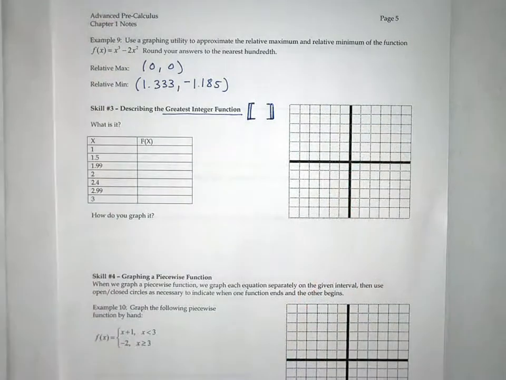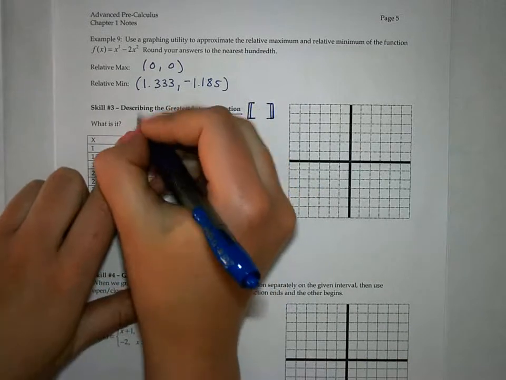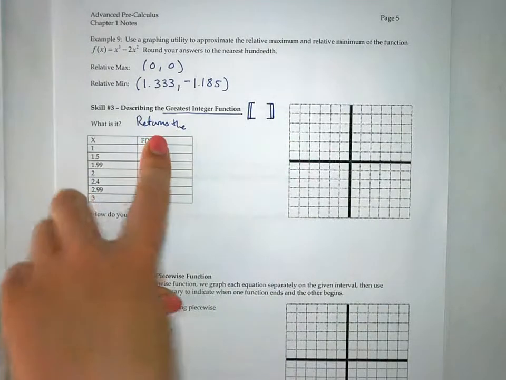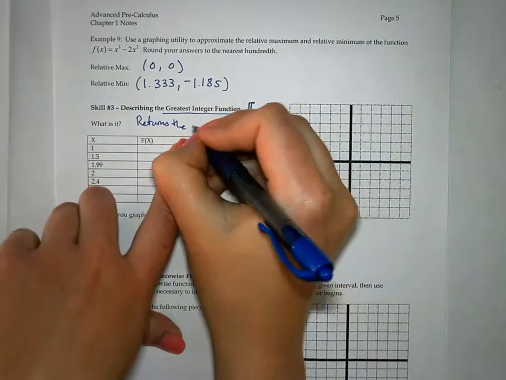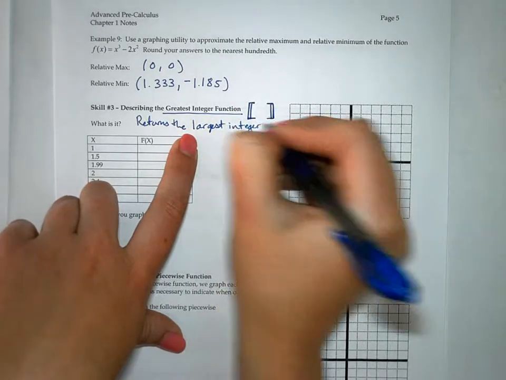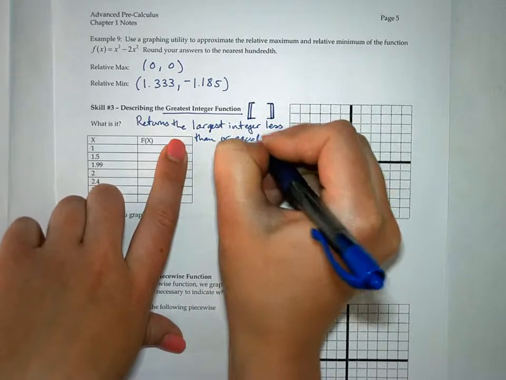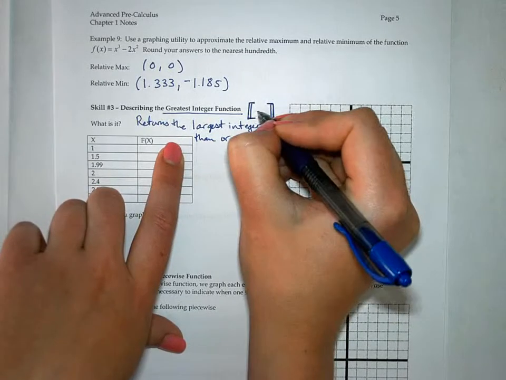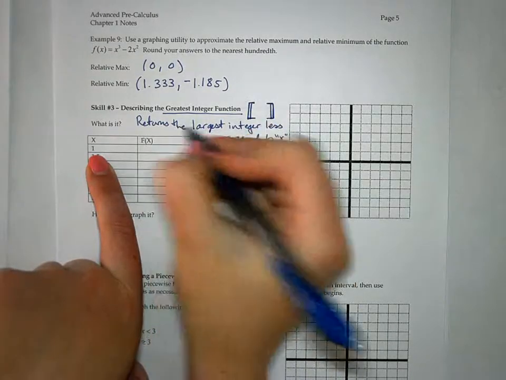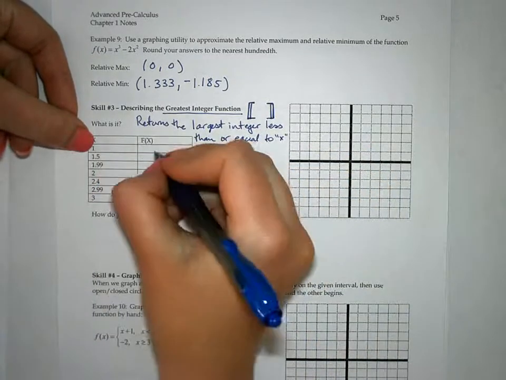That's the greatest integer function symbol. So kind of like brackets, but double. What this does is it returns the largest integer less than or equal to x. So if you're looking at a chart like this, what's the largest integer less than or equal to x? Meaning we want the 1.